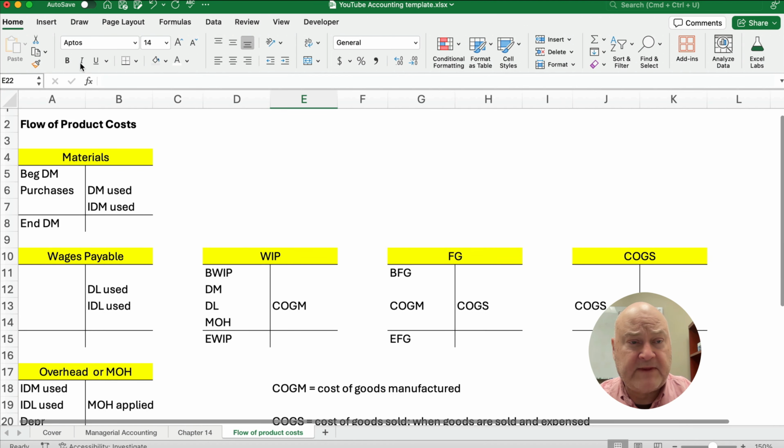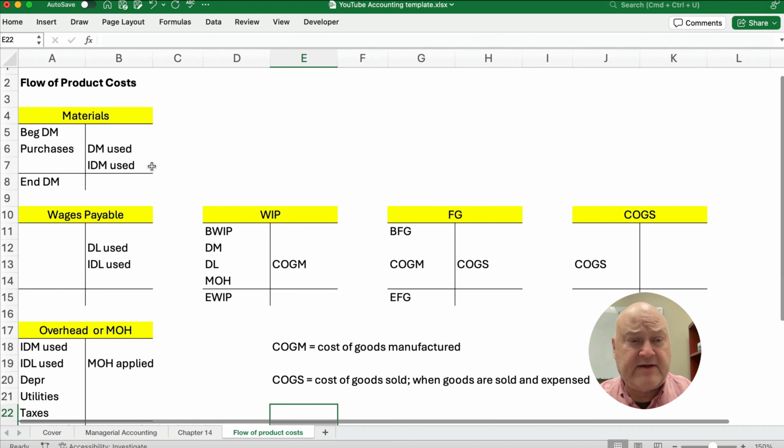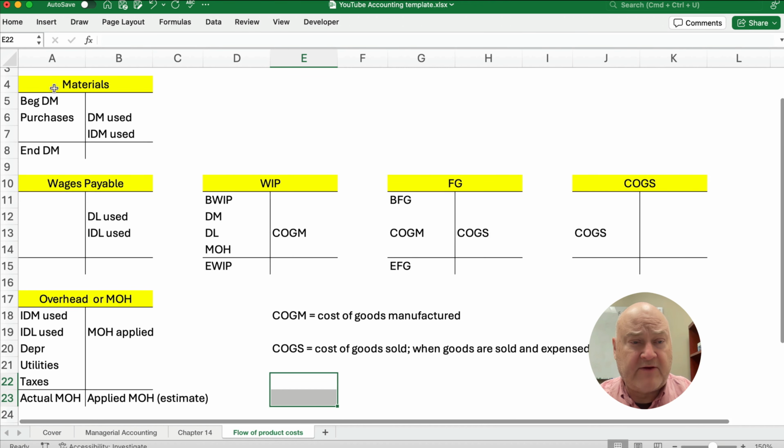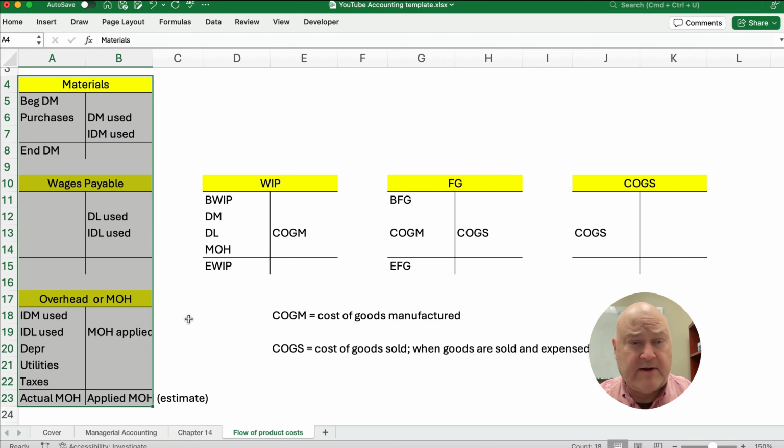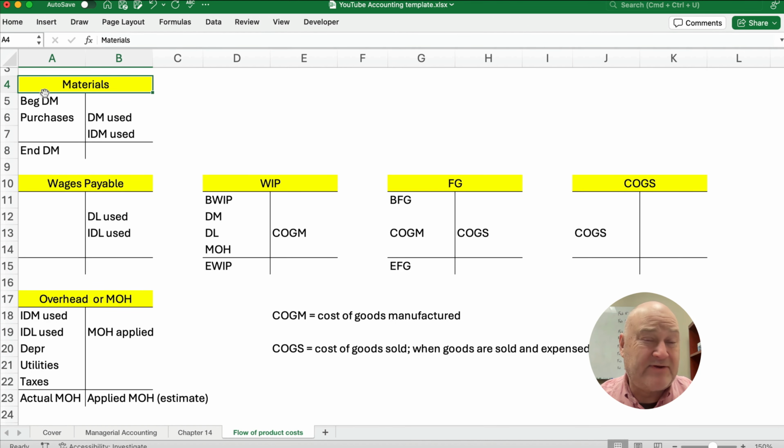So here's what I've done. And just a way to think about the flow of product cost. Our three T accounts on the left-hand side here, materials and labor and overhead. So this would be the actual account as materials account. And then for labor, we would use wages payable. And then for overhead, we would use an overhead account, or MOH.